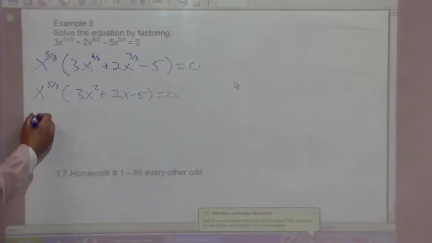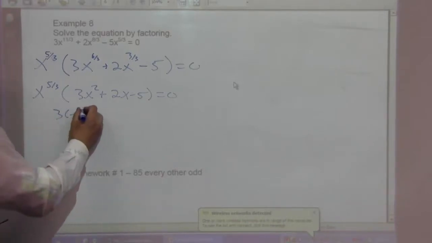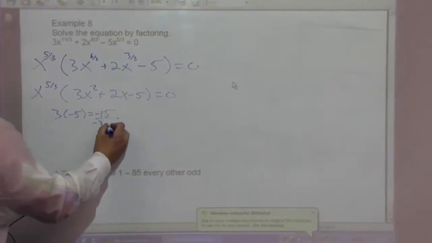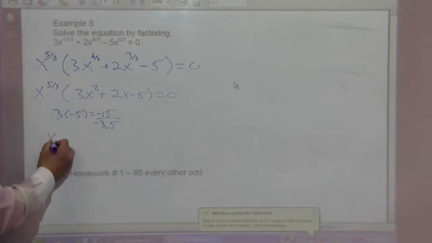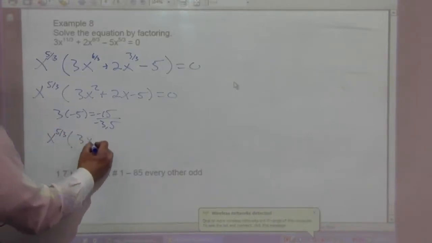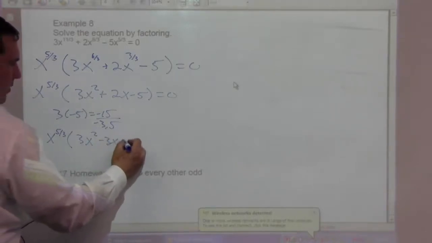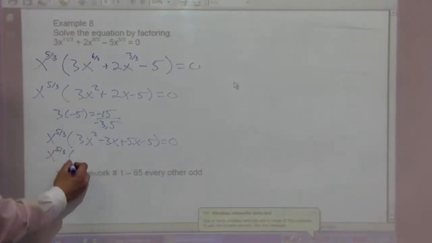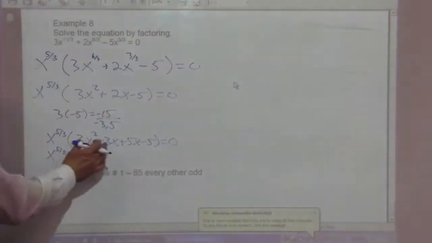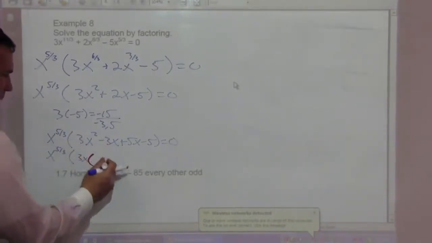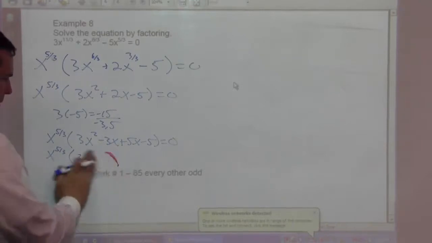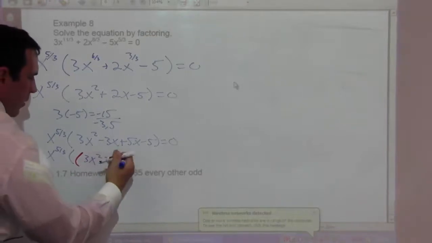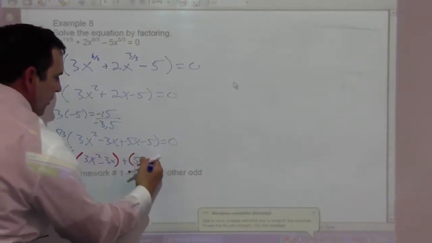So we have, let's see, 3 times negative 5 is negative 15. Factors of negative 15 that add to be 2, well, how about negative 3 and 5? So we have x to the 5 thirds times 3x squared minus 3x plus 5x minus 5 equals 0. So it's x to the 5 thirds times what? Out of the first pair we can pull a 3x. And maybe I'll do it in steps first, I'm sorry. 3x squared minus 3x plus 5x minus 5.